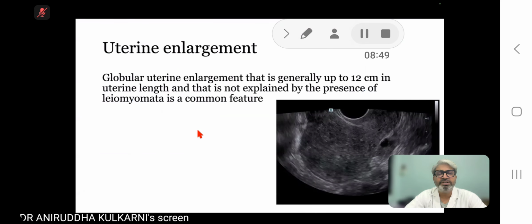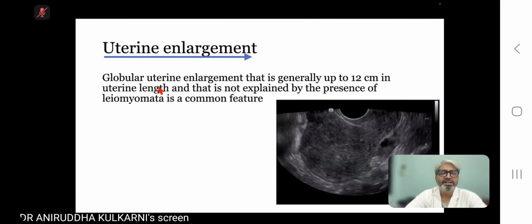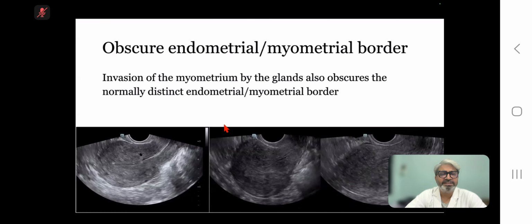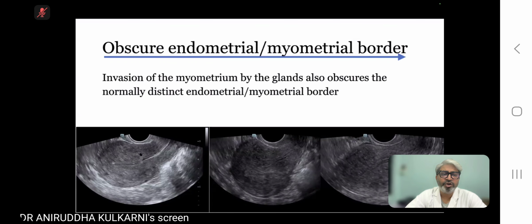Now, the first feature in case of adenomyosis can be uterine enlargement. There is a globular enlargement of the uterus, which may increase up to 12 centimeters in size, which is typically not explained in cases of leiomyoma. The uterine wall can be asymmetrically thickened and associated Venetian blind kind of shadowing may be seen. This uterine wall thickening, anterior-posterior asymmetry, is a typical feature of the disease, and it can be focal on many instances. An obscure endometrial and endomyometrial border, or endomyometrial junction, is one of the hallmark features.